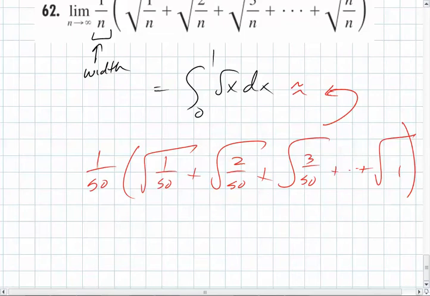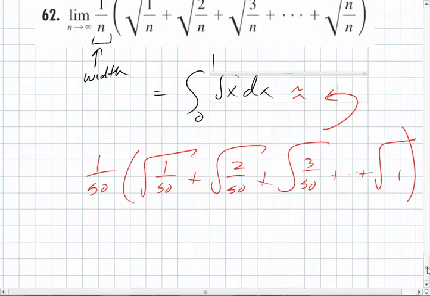The 1 over 50 signifies how many rectangles you are adding up. How many rectangles are you adding up? 50 of them. That's all it's signifying. So this is 50 subdivisions. Is it going to be decently accurate? Yeah, it's going to be decently accurate.